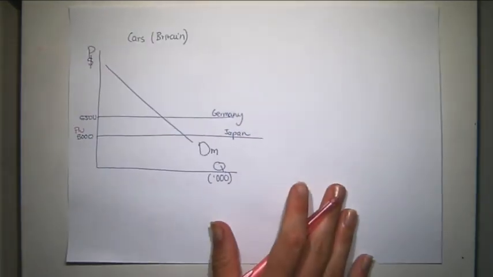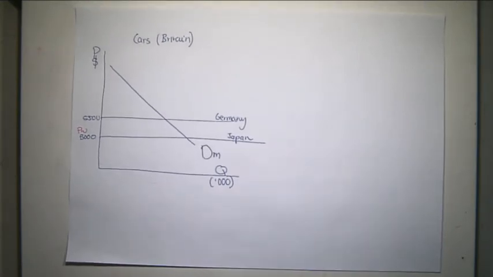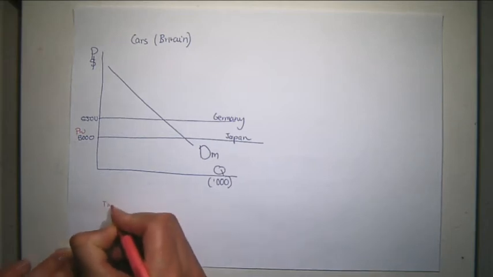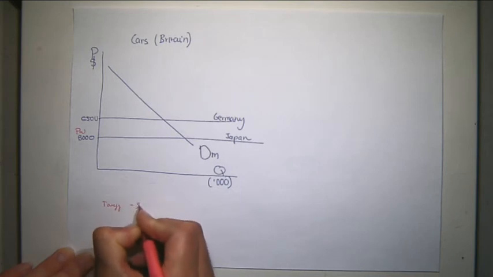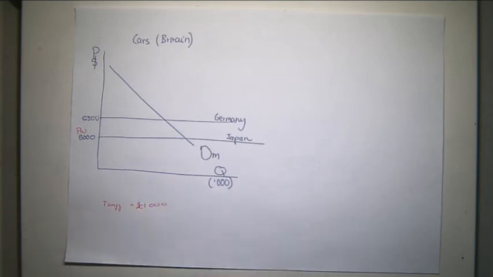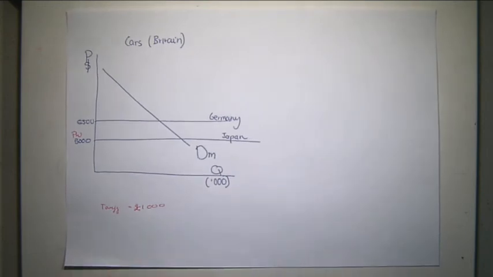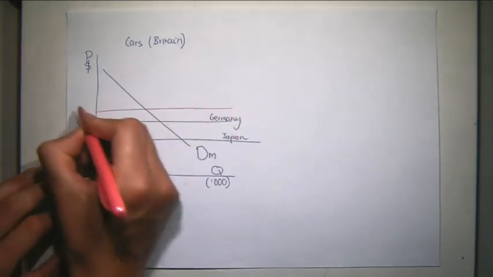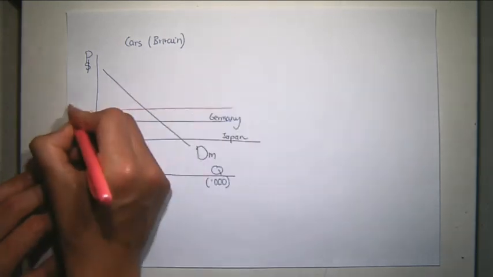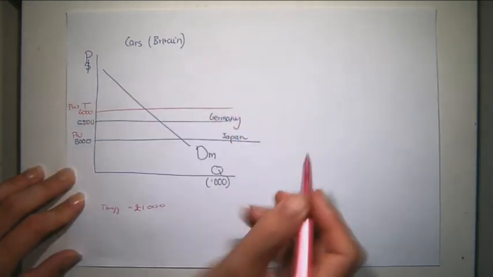Now, before Britain joins a trade bloc with Germany, before it enters the EU, it's importing from the lowest cost producer, but it is also enforcing a tariff. So in this case, we assume that there is a tariff of £1,000, and this tariff is enforced uniformly against everyone because this is before Britain enters the trade bloc. So at this stage, they're importing at 6,000, so world price plus tariff, from Japan.